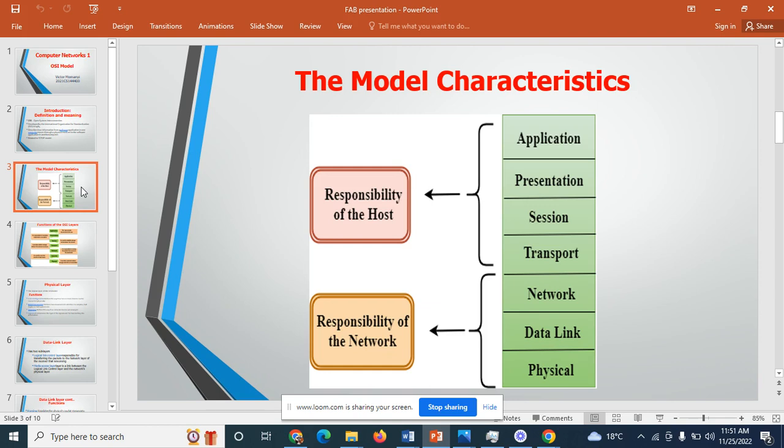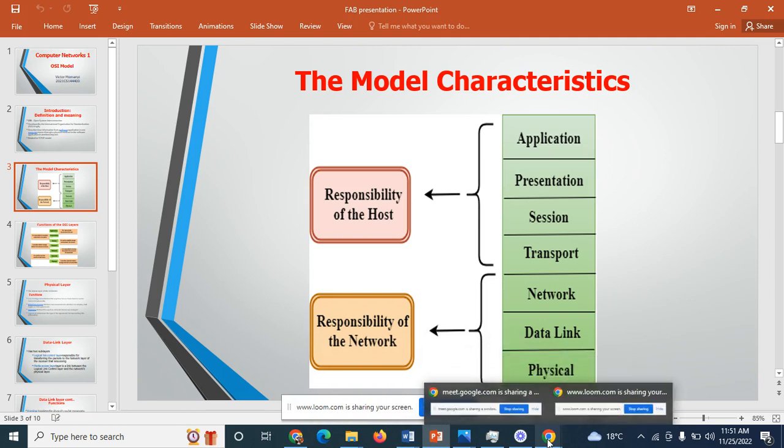Remember, the first three layers are responsible for the network part of the OSI layers of communication. And then the last four, the upper four, are the responsibility of the host, to make sure that the functionalities on those levels are a success.